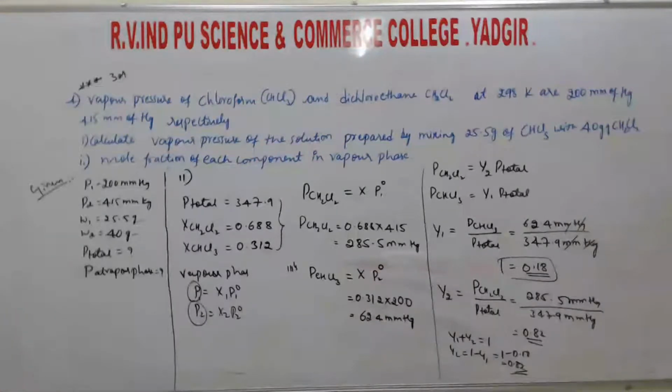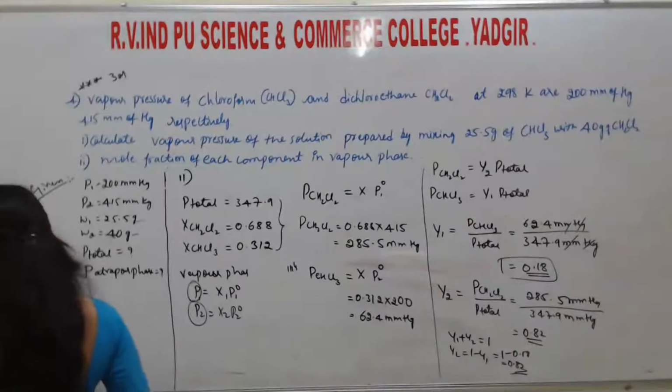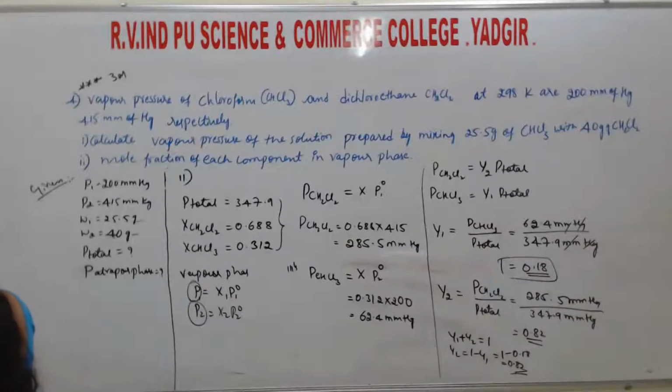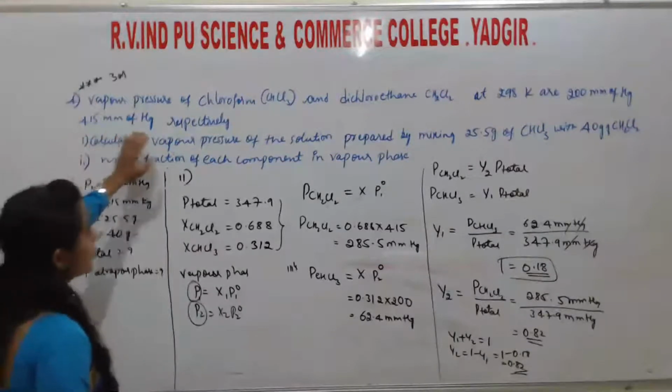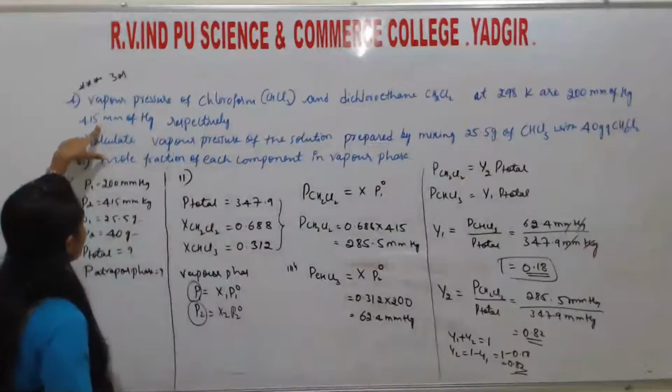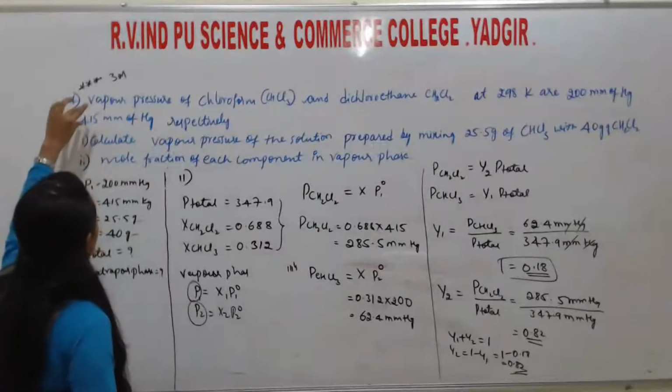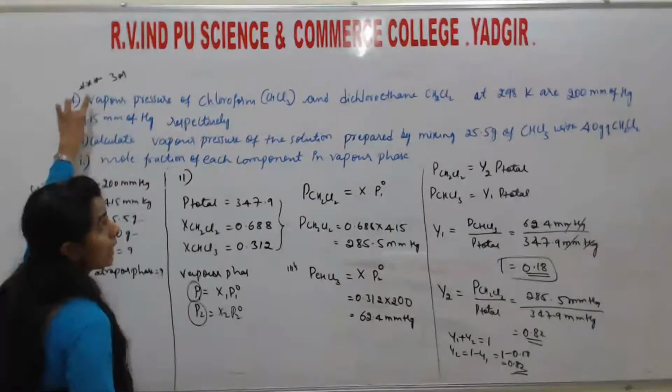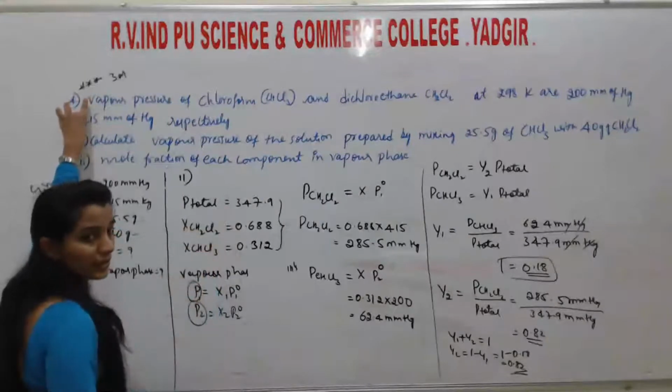Again they used to ask the same question, students. Another one is there. What does it say here? Which one is more volatile? The pressure of which is more here? Here 200 mm is given, here 415 mm is given. So the one which has the greater pressure is highly volatile, which means CH2Cl2 is highly volatile.